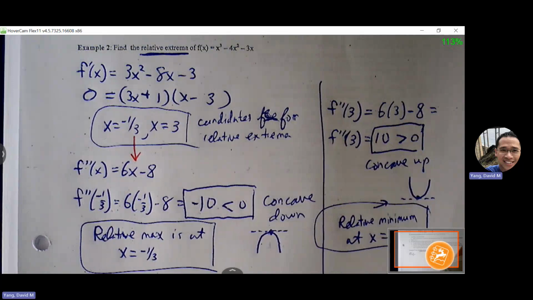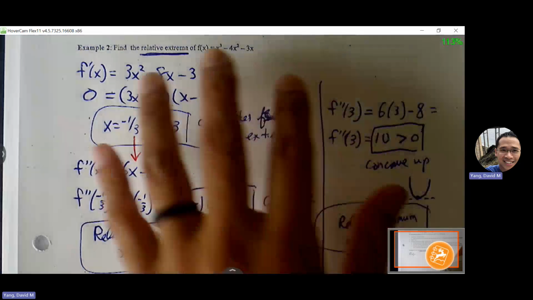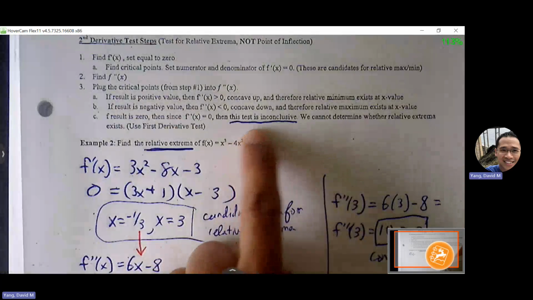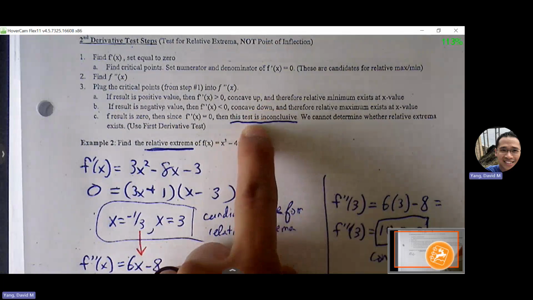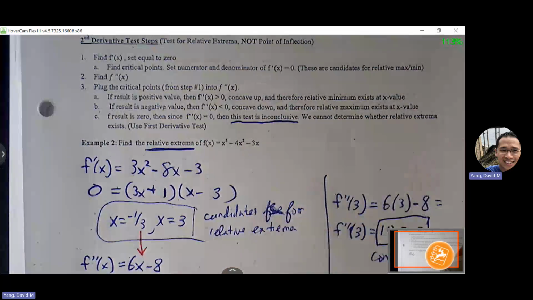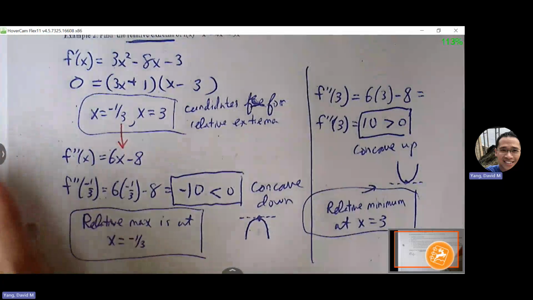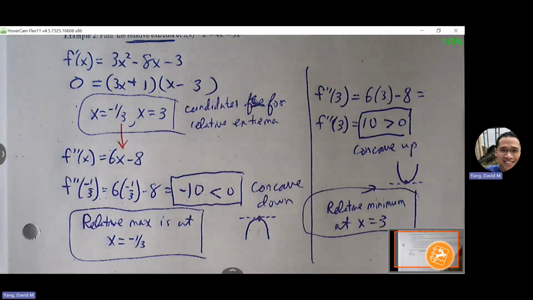For the most part, yeah, I can't think of an instance when it's equal to 0 that is a relative max or relative min, but apparently there are examples where it's inconclusive and it's possible that it could be neither a relative max nor a relative min. Right. But just know that it's not foolproof and it's not the preferred method that we want to use. We prefer the first derivative test, which is fine.